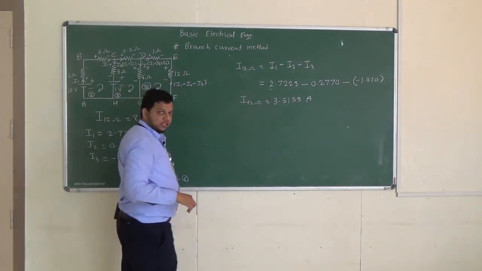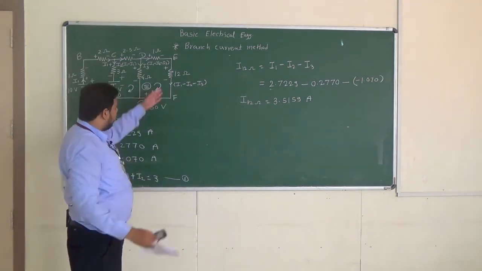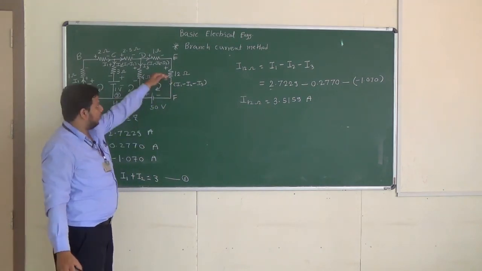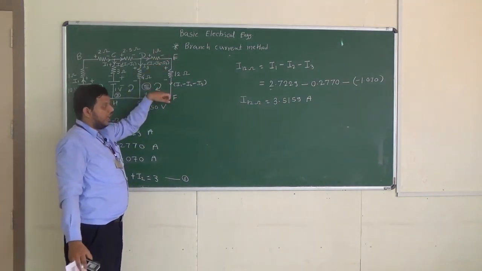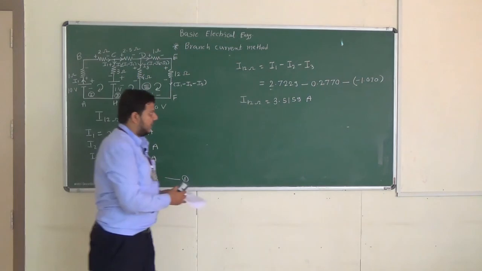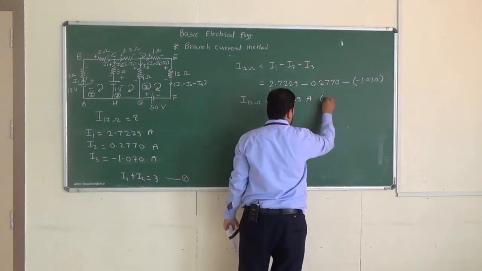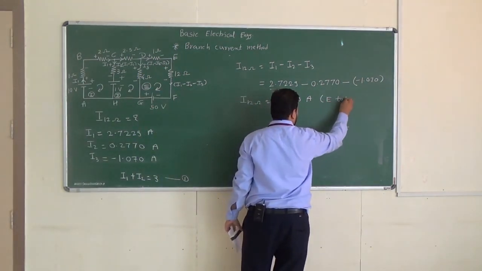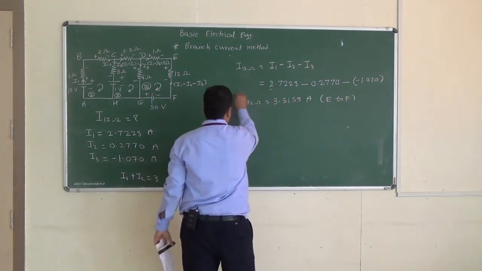Now again look at this sign. As here there is the positive sign, it means whatever our assumption that current flowing through 12 ohm is from E to F is correct. So we can write that current is flowing from point E to F. So this is our final answer.